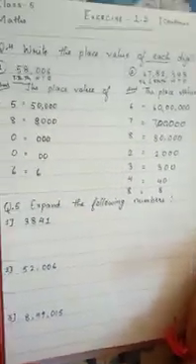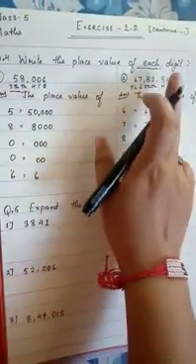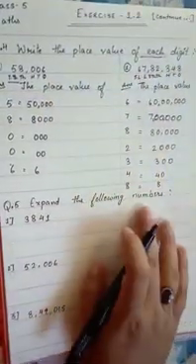Okay, so this was regarding the place value of each digit. Similar questions I'll give you for practice.